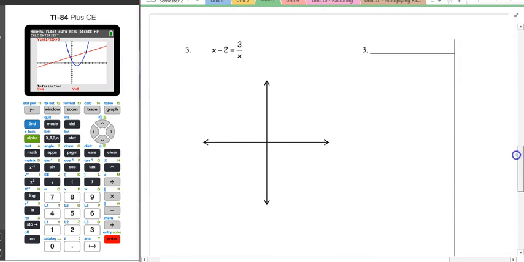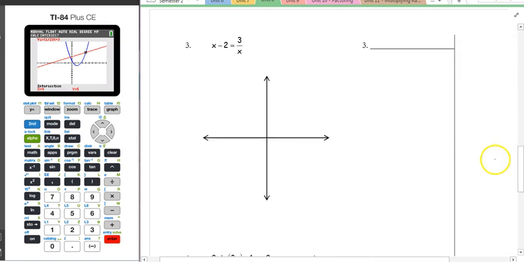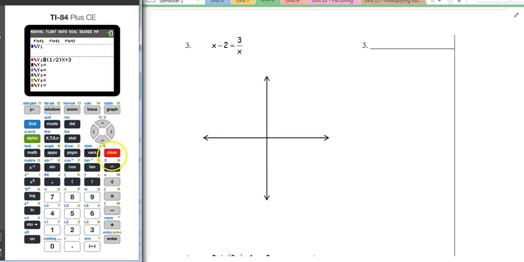Example 3 is going to look a little bit different. I want you to go ahead, press pause, and try example 3. When you're done, unpause to check your work.